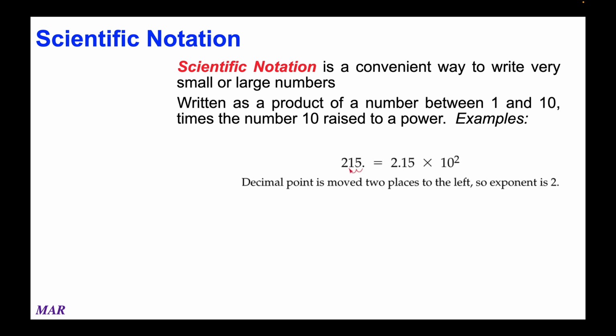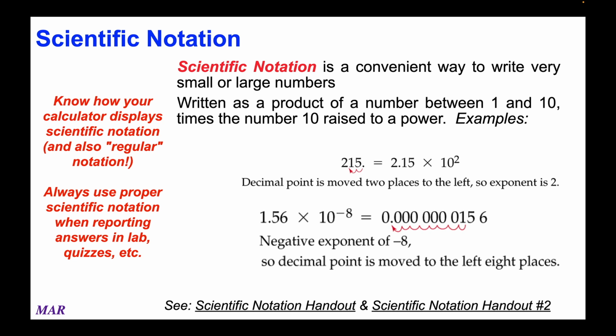So let me just go through some examples. 215 you would write as 2.15 times 10 to the second. You have a digit between 1 and 10, not more than 10, to the left of the decimal and everything else to the right. And notice that we move the dot over 2 places to make it a 2.15. That 2 places to the left means 10 to the positive 2. So if you move the decimal to the left, it's a positive exponent, like that one right there.